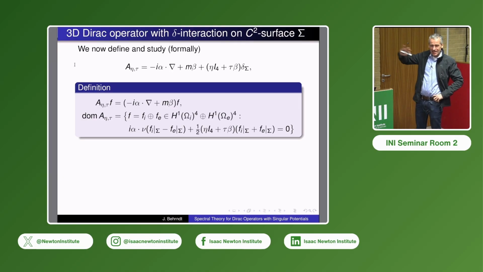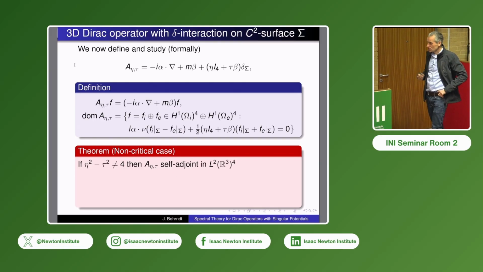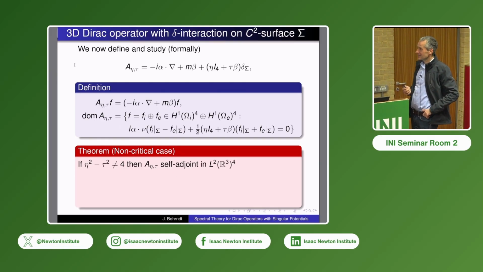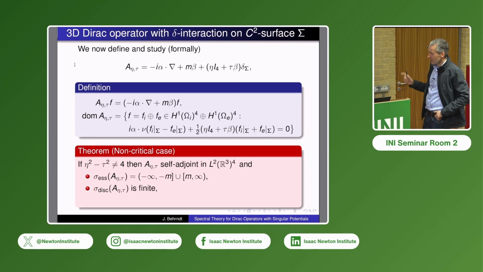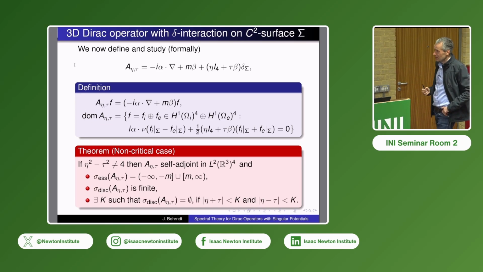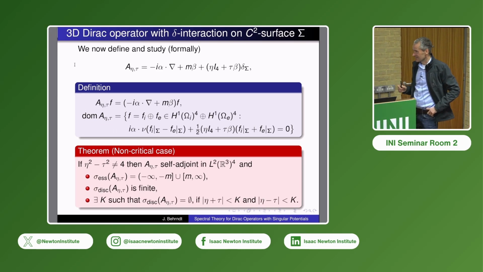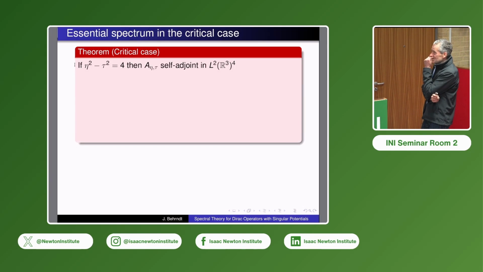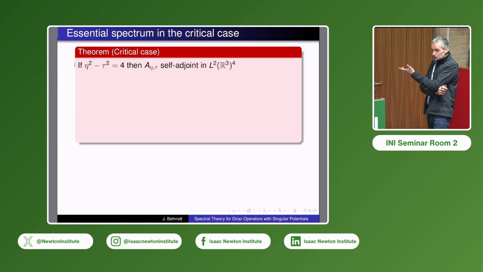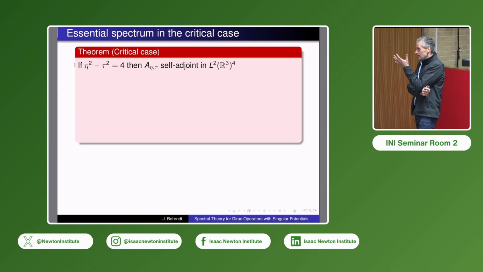So it's basically the same type of transmission condition in 3D as we had in 2D. There's a non-critical case where again things are as you expect. Continuous spectrum remains invariant, with finitely many eigenvalues in the gap. If you wish, you can play with etas and taus to keep the gap empty. But then there's a critical case. In the critical case, self-adjointness is a problem, but can be ensured.